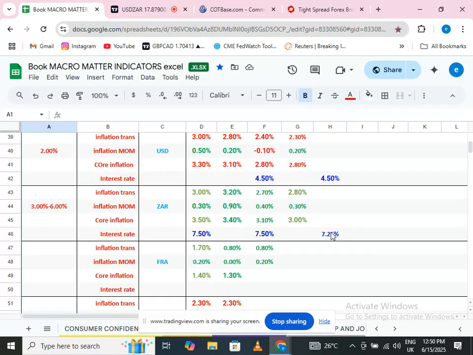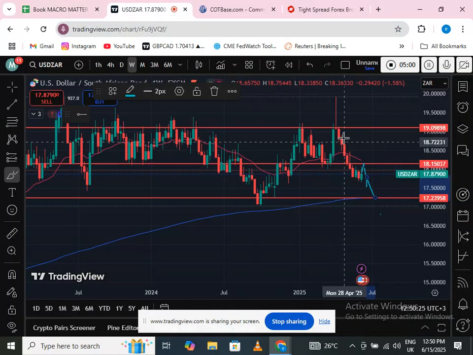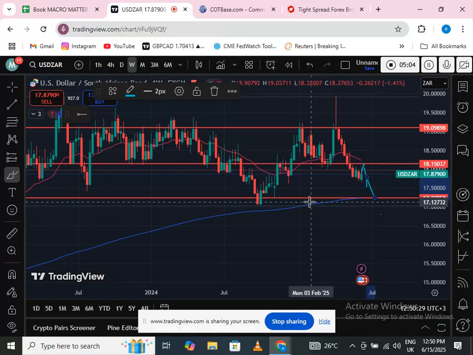So what does it mean to the market? It means the USD/ZAR will continue going down. That's why I said this is a very good potential sell opportunity over the long run, as I said before.